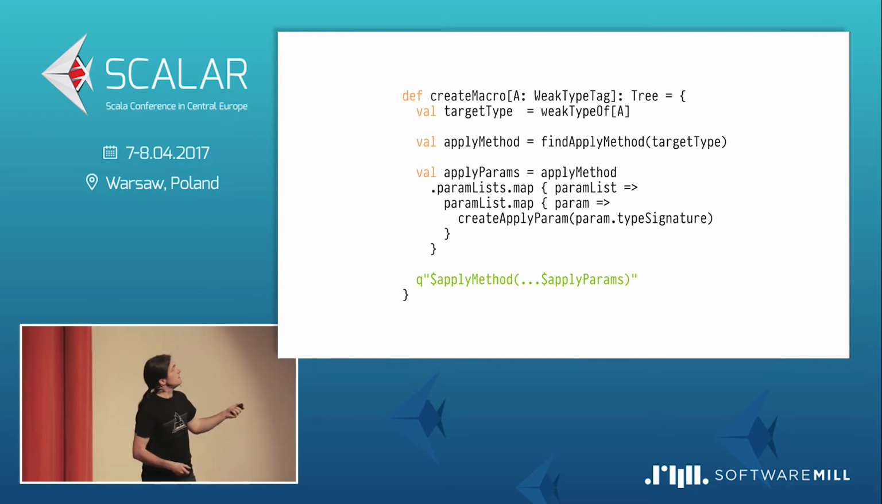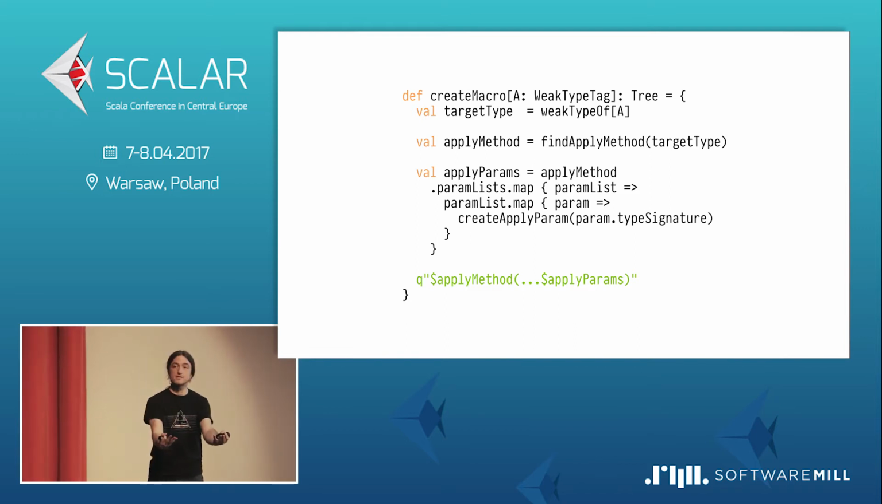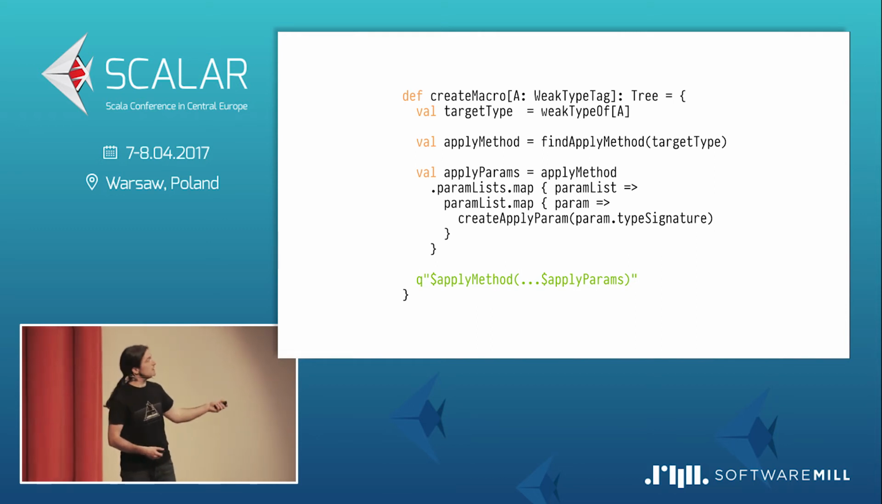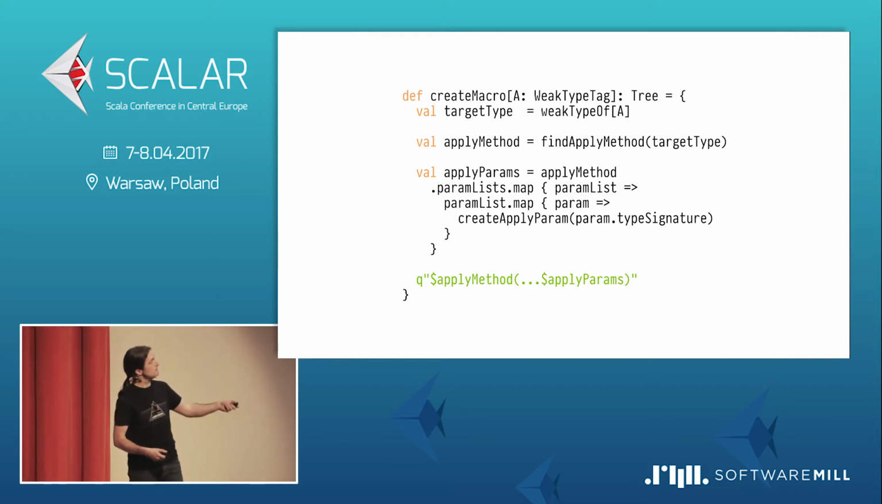Then we have this apply method. This is an object representing metadata about the method. We can look at the parameters. So we can iterate over all the parameter lists and all the parameters, and we can produce an expression for each parameter. And I will show you this helper method on the next slide. And then at the end, we can just build a method call. We know the method, we know all the parameters, and we can just splice this parameter list.